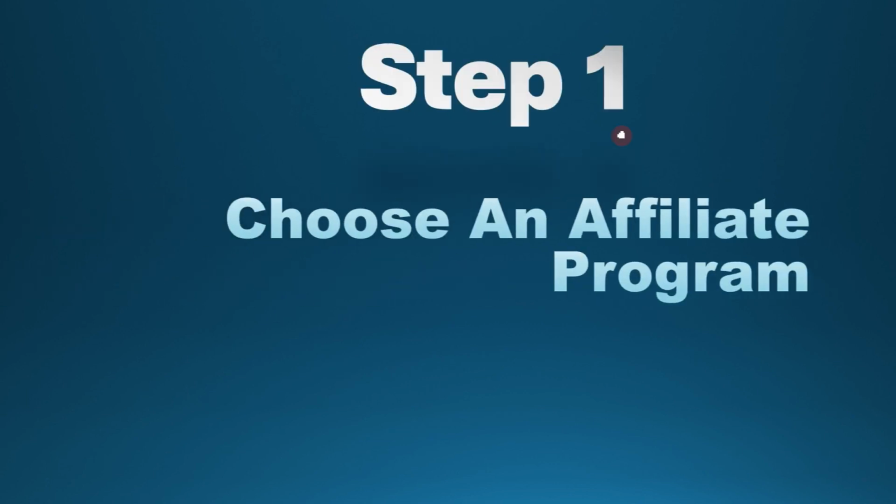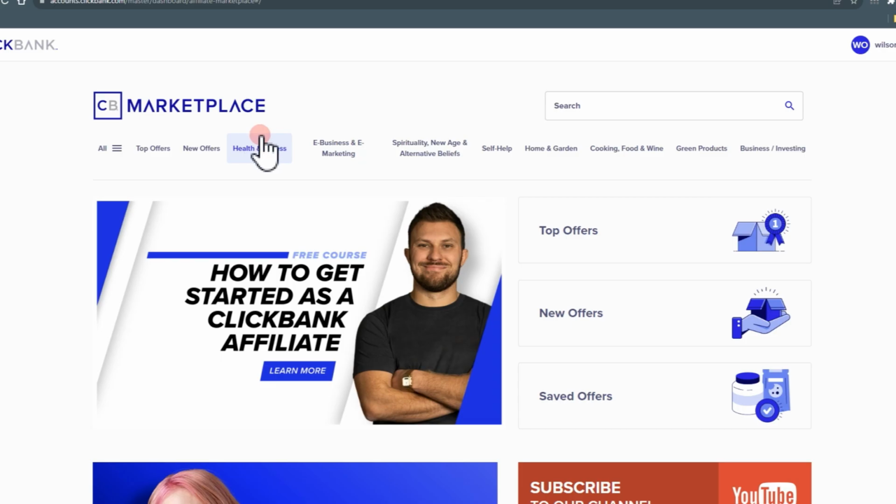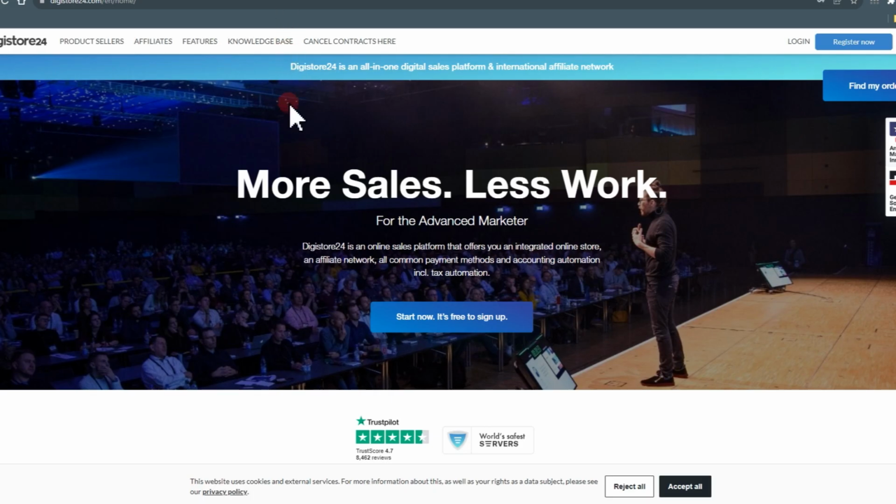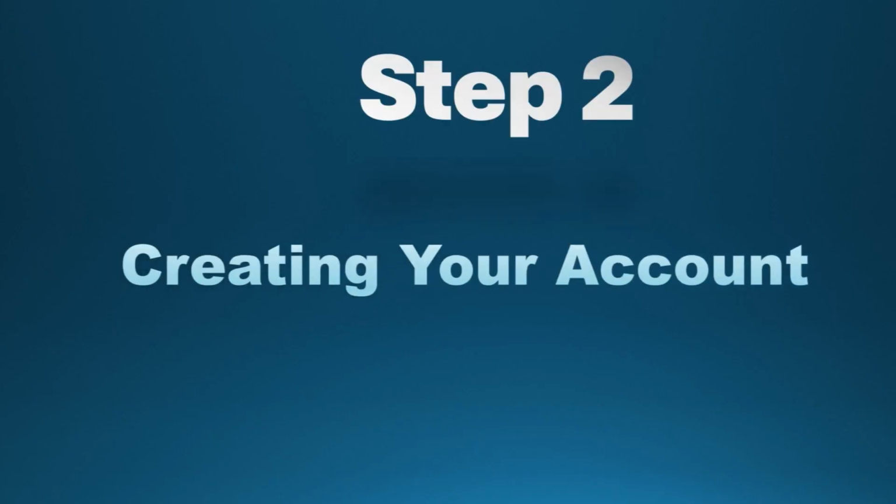And the first step says, choose an affiliate program. And for this, you can either use ClickBank, WarriorPlus, or even Digistore24. No matter the one you choose, everything is still going to be the same as far as you're following the same strategies that we are going to talk about in this video. Let's go ahead to the second step for this video. And the second step says, create your account.